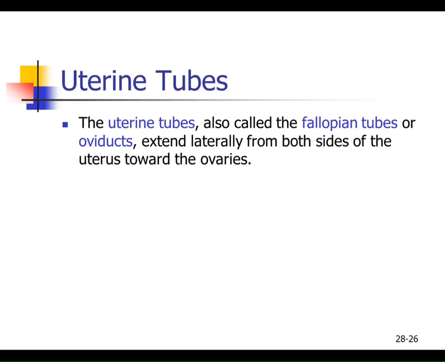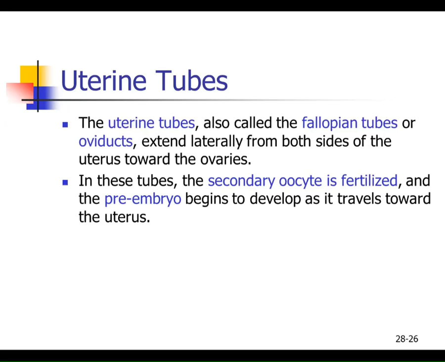So let's talk about the uterine tubes for a moment. Back to structure. These are the uterine tubes, the fallopian tubes, or the oviducts. They're traveling laterally from each side of the uterus. And it's through these that the embryo, or the egg, is going to travel. It's also in the uterine tube where fertilization normally happens.